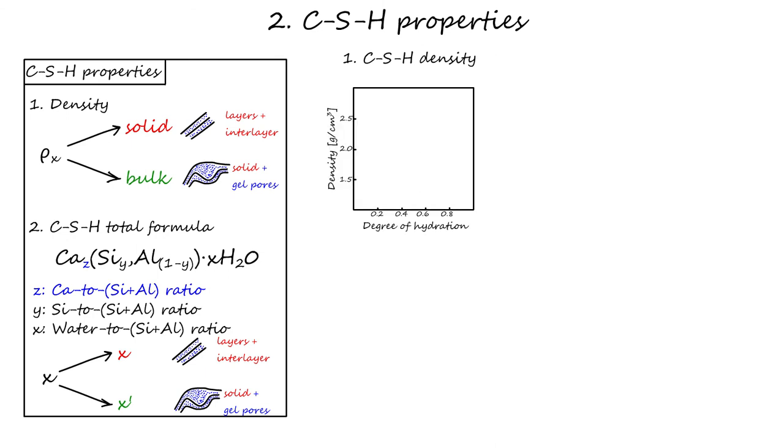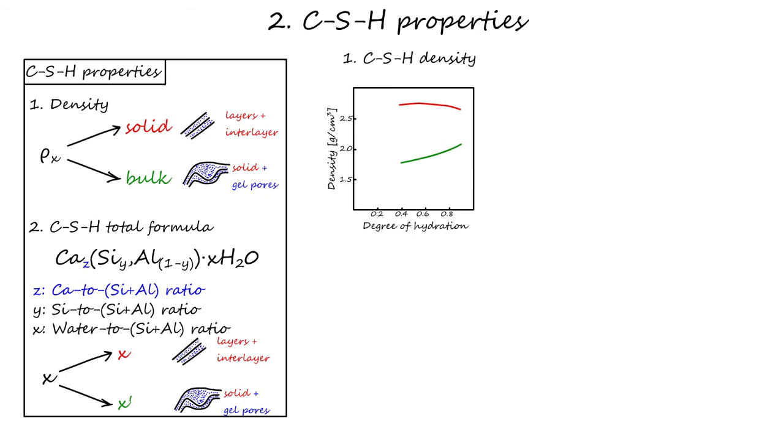In this graph, the x-axis shows the degree of hydration, whilst the y-axis plots the density of CSH. The red curve is the solid density, which remains approximately constant. The slight decrease towards the end is almost within the error bars of the measurement. The bulk density, shown in green, increases considerably with advancing hydration.